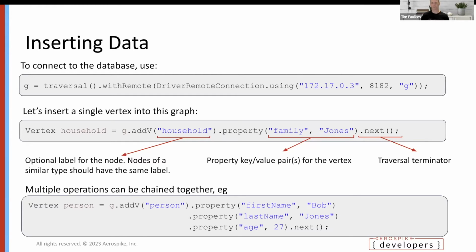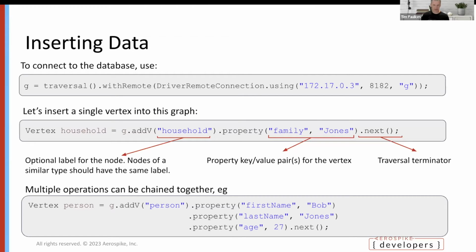But to me as a developer, the first thing I want to know is, how do I build this up from scratch? I don't want to start with an existing database. I want to create my own. And so the first thing I'm going to do is insert some data. And so when we do this, the first thing we do is we create a traversal. The syntax here is standard Java, but it looks a bit different. It's very functional, if you will. So I create a traversal and I tell it where my database is. So I give it a remote driver connection, and I'm using my Docker container IP address 172.17.03, and the port that I'm talking on 8182.